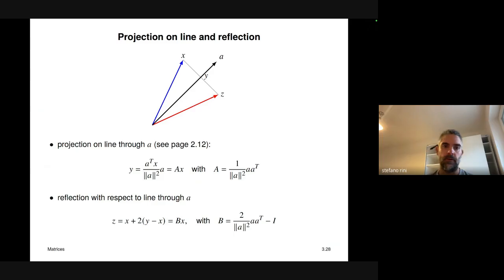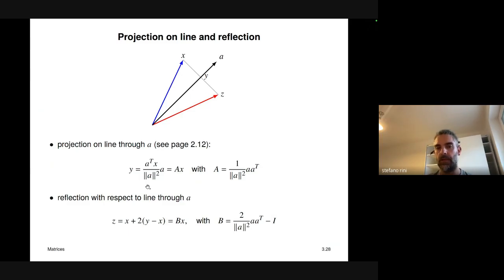Then you have reflectors. Okay, projections and reflectors. So here we have the vector x and the vector y. What we are doing is as follows: the vector y is the projection of the vector x on the direction a. Okay, so this is the projection through a. You see that this is the vector x, and we are projecting here, and this is y.